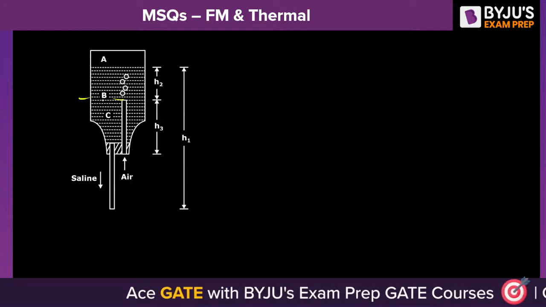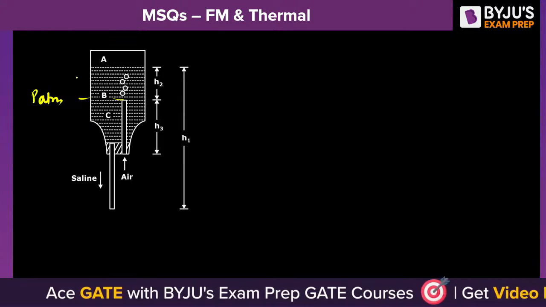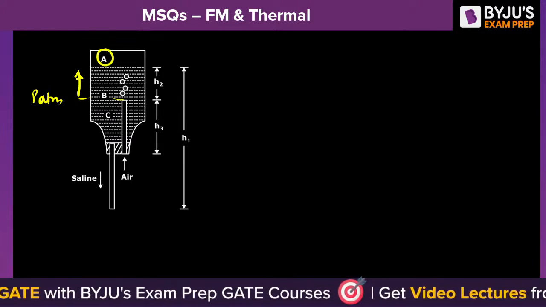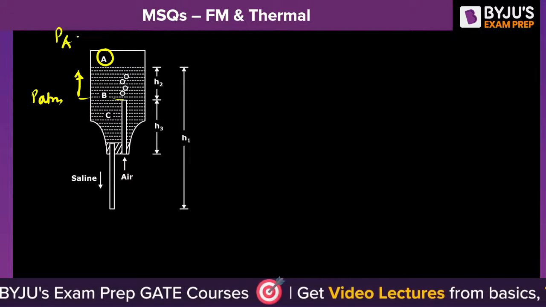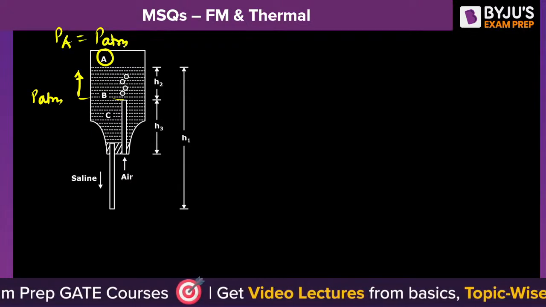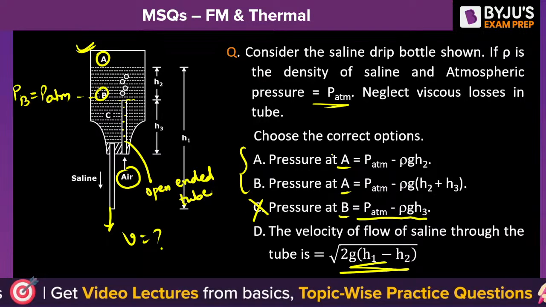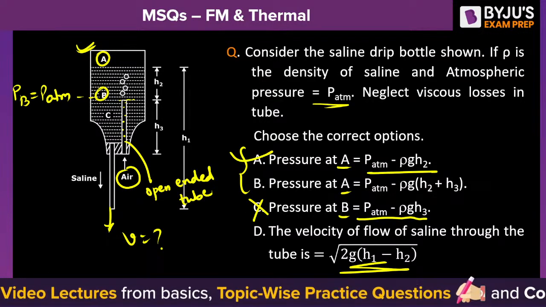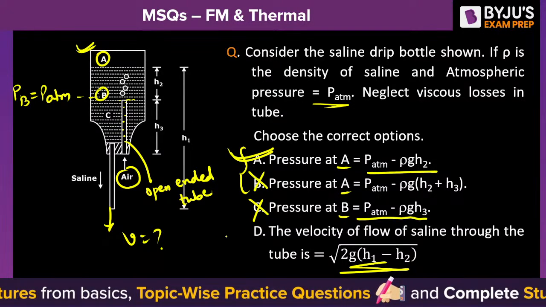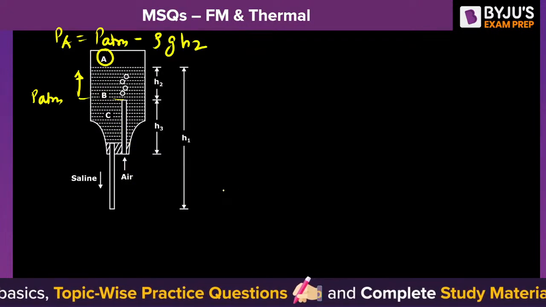And if the pressure at B is P atm, then according to the hydrostatic law, what will be the pressure at A? Pressure at A is P atm minus rho g h2. A is correct, B is incorrect. And what about the velocity?